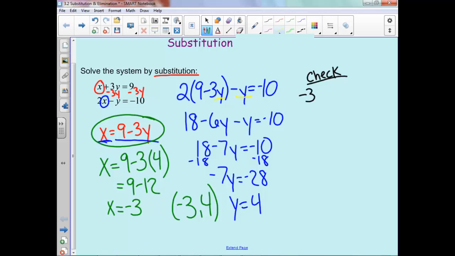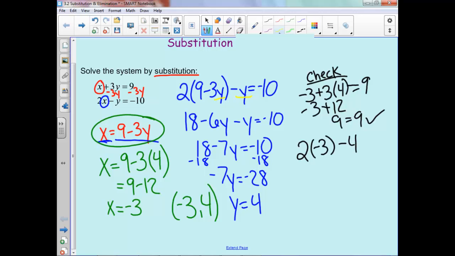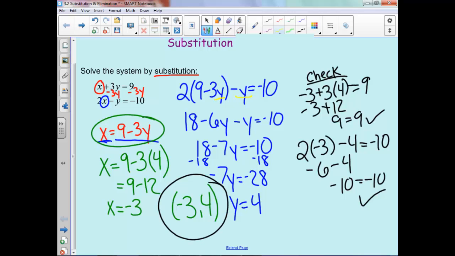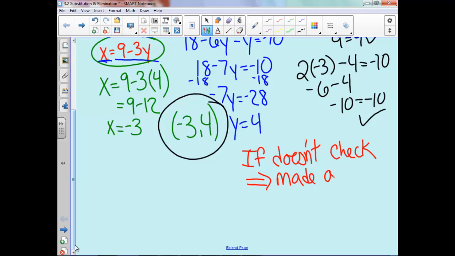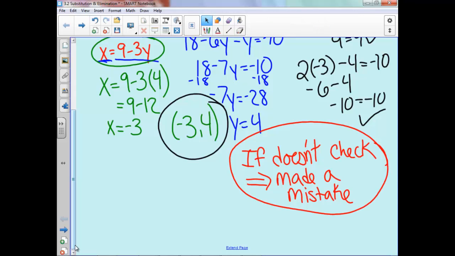So using our first equation, it works in the first equation. Trying the second equation, it also works. Since it checks in both, this is our answer. Helpful hint though, if it doesn't work when you check it, this means that you made a mistake somewhere. So if it doesn't check, that means you need to be going back through your work and figuring out where you went wrong.